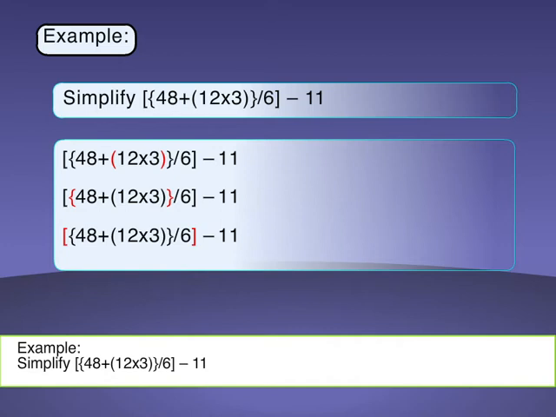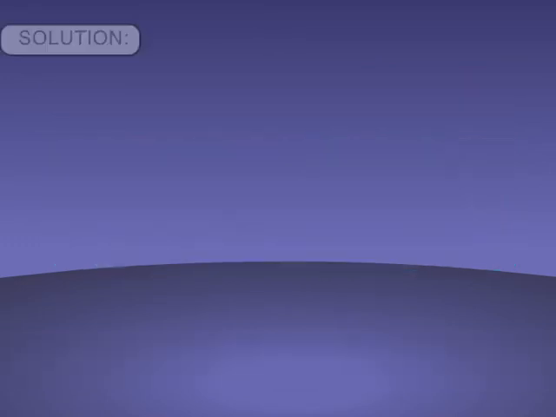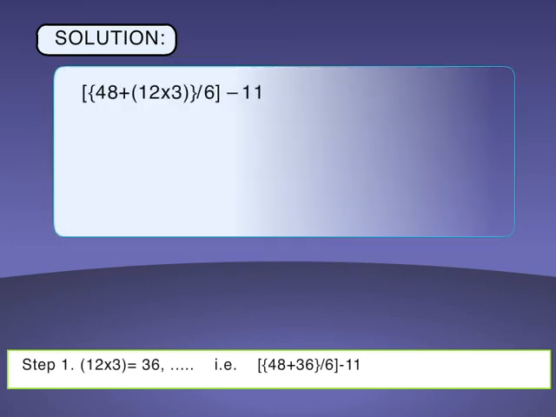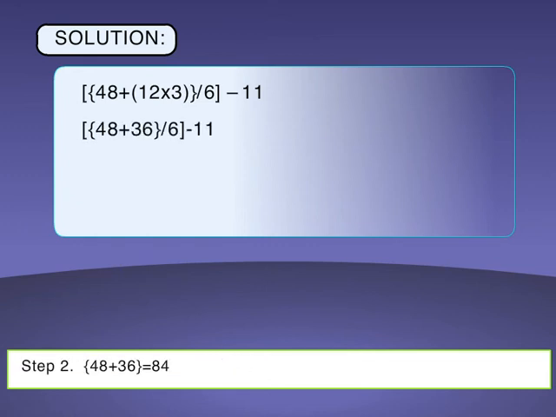Let's solve an example. Simplify this sum using the BODMAS rule. First, see what is given in the question. We have round brackets, curly brackets, and square brackets. So, according to the BODMAS rule, first solve the round brackets, that is 12 multiplied by 3.